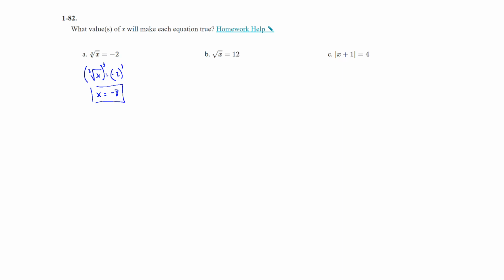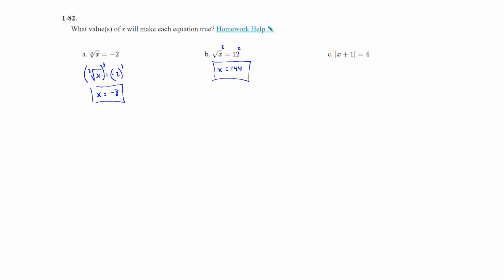Same thing here. What's the square root of what is going to give you 12? If you know that the square root of 144 is 12, then you can just answer the question. If you want to get rid of the square root, you have to square both sides and get x equals 12 squared, which is 144 as well.